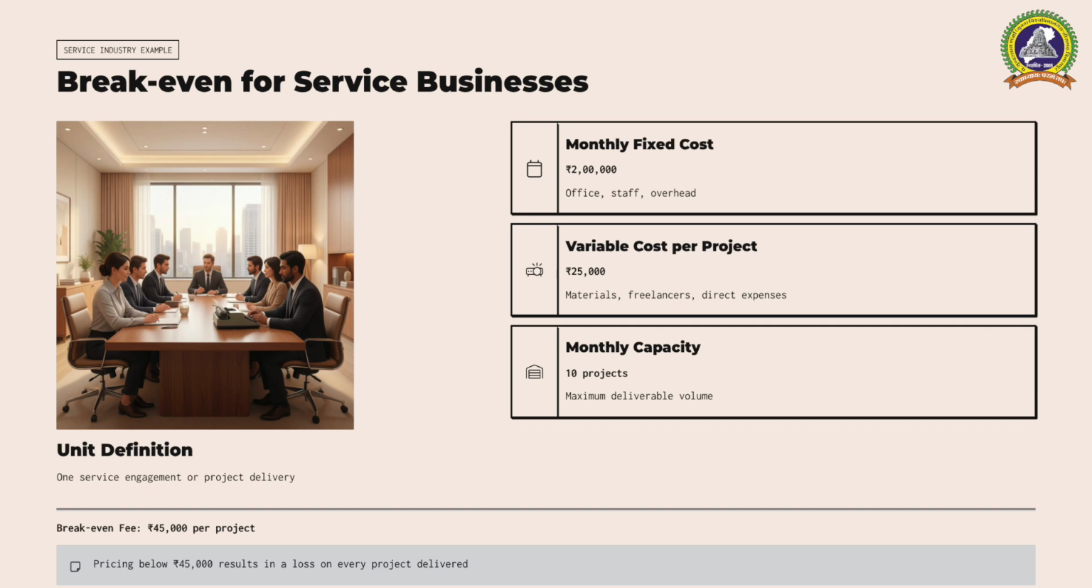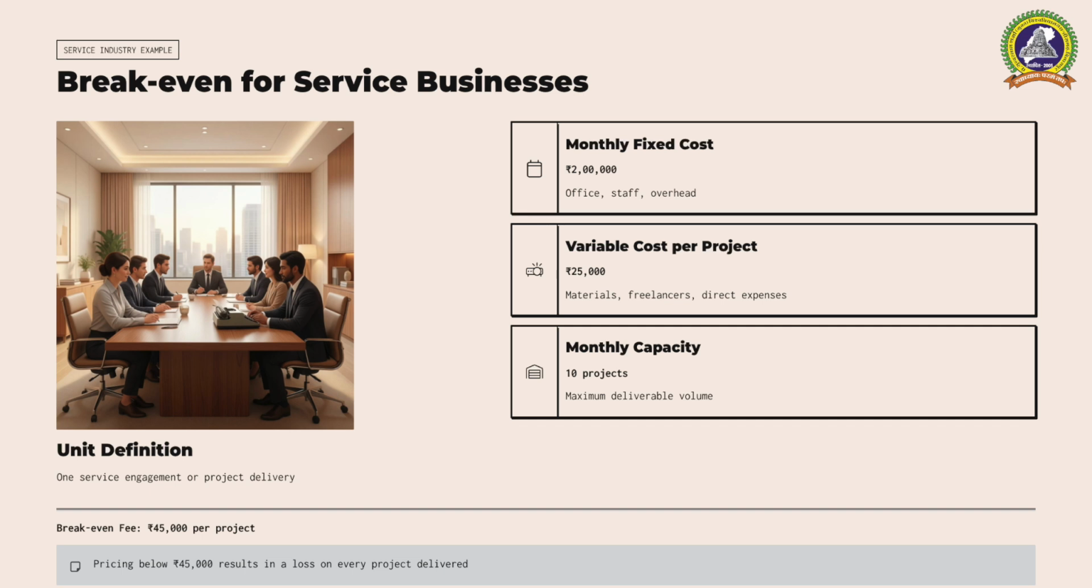This logic applies equally to service businesses, though the units change. Consider a consulting firm. Their unit is a completed project. If their monthly fixed costs, like office space and salaries, are 2 lakh rupees and the variable cost to execute one project, perhaps travel and freelance support, is 25,000 rupees, and they can only handle 10 projects a month, the maths remain the same. We divide the 2 lakh fixed cost by 10 projects, resulting in 20,000 per project, and then add the variable cost of 25,000, and the break-even fee is 45,000 rupees per project.